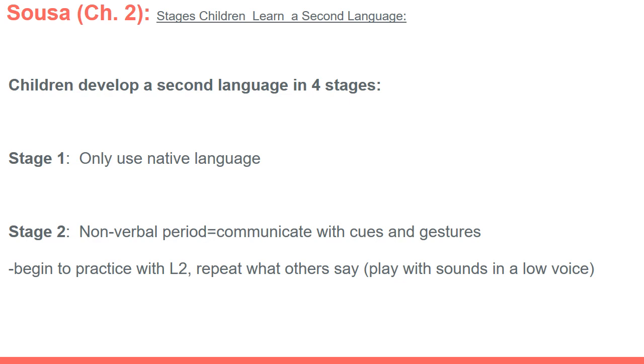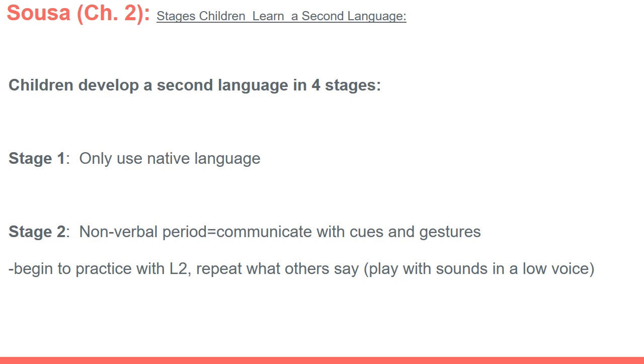So English language learners develop a second language in 4 stages. The first stage is that they only use their native language. They maybe are taking in what's being said, but all of the things that they are demonstrating to the teacher or to their peers or to their parents is in their native language. So all productive communication, speaking and writing, is still in their native language. They might be able to copy some words or repeat some words, but almost all of what they say is in their native language.